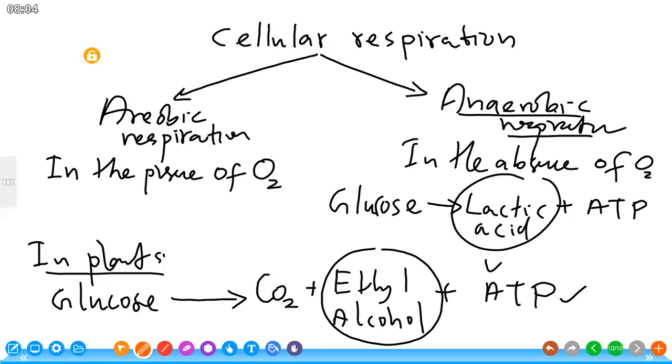Under aerobic respiration, respiration occurs in the presence of oxygen. Then in anaerobic respiration, respiration occurs in the absence of oxygen.